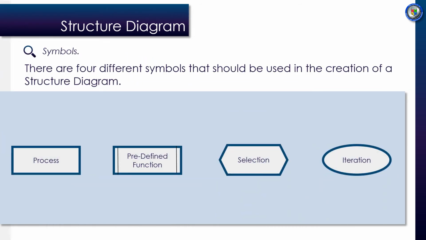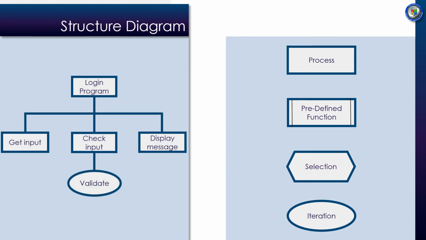Again, there are different symbols that we would use to create a structured diagram. We have our process, predefined function, selection, and iteration. There are 4 distinct symbols that we would use in the creation of this structured diagram. Let's now look at these symbols next to our structured diagram example.